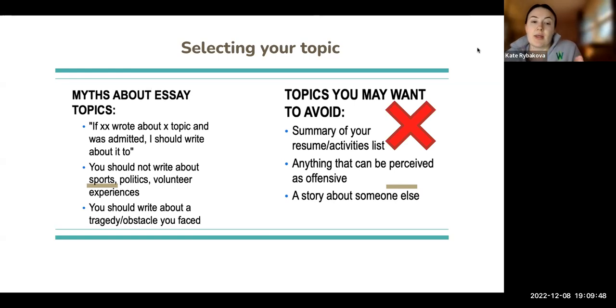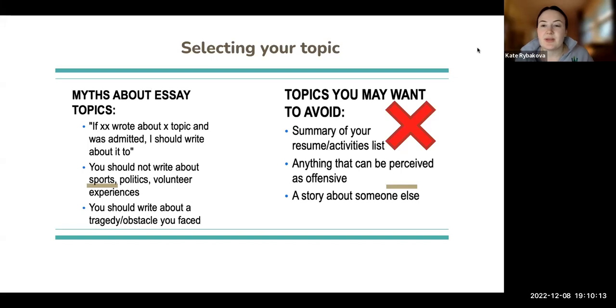And then a lot of people also say that you should write about a tragedy or obstacle that you faced, which can also work out sometimes, but also depends on how you approach it. Not necessarily always the truth, not necessarily something that you need to share. Again, all depends on your comfort level about what you actually want to share with us.